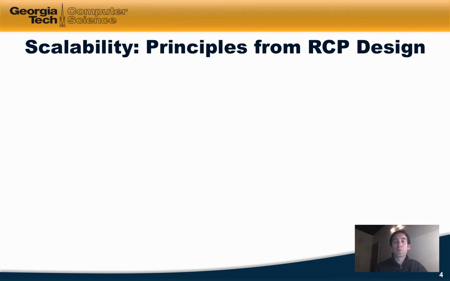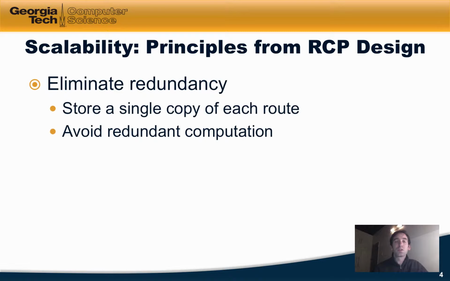So some scalability principles from the RCP design. The first is to eliminate redundancy. So rather than storing a routing table for every single router in the autonomous system, the RCP stores a single copy of each route. And if those routes are duplicated across the routers in the autonomous system, as is commonly the case, that redundancy can be represented by storing pointers into a common data structure.